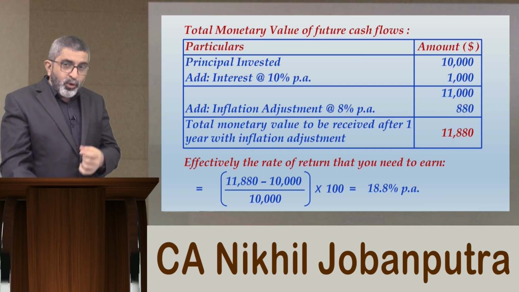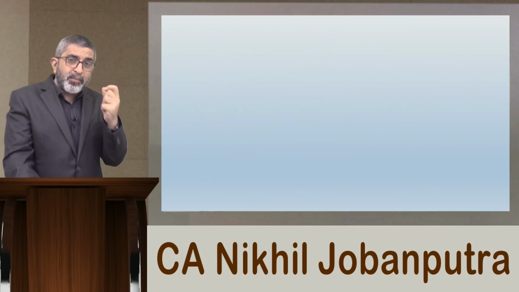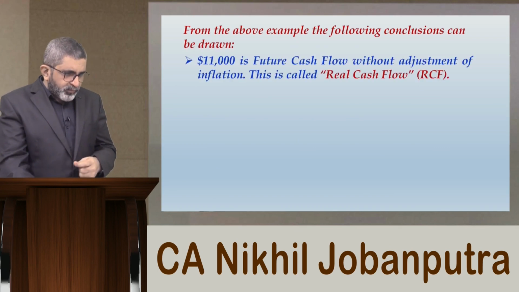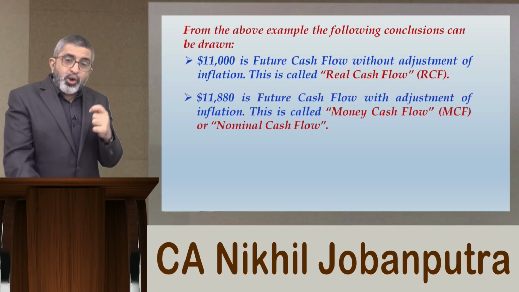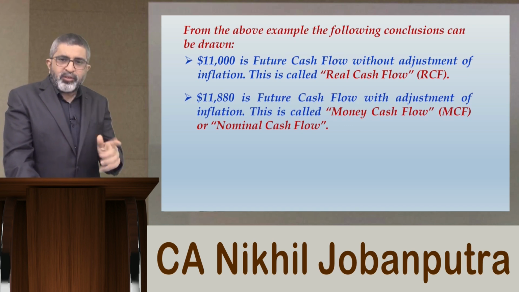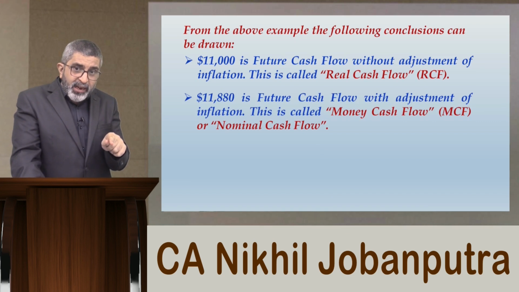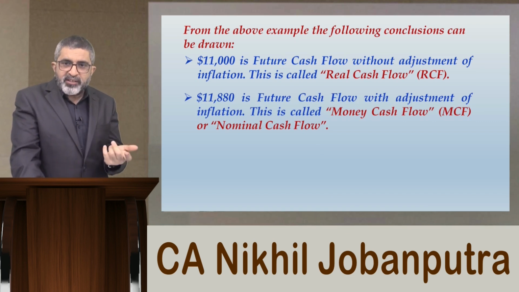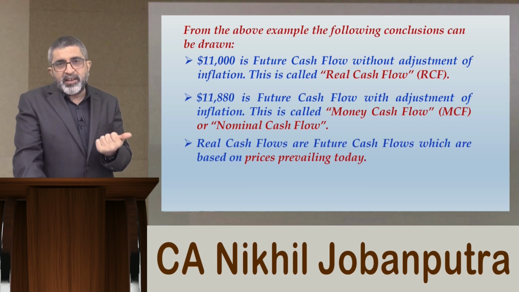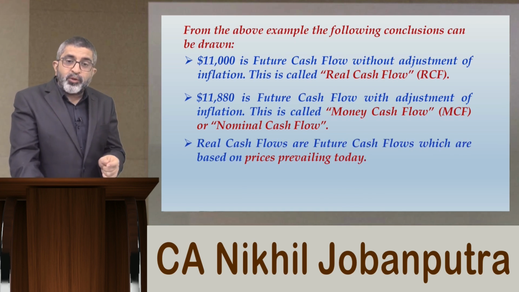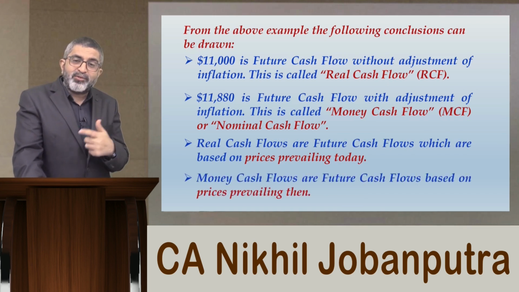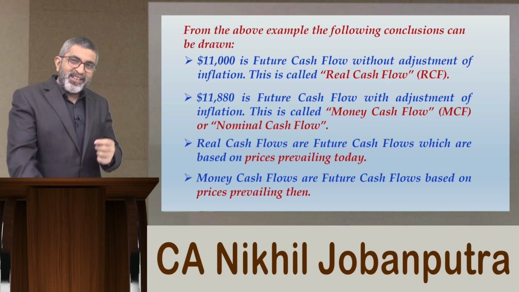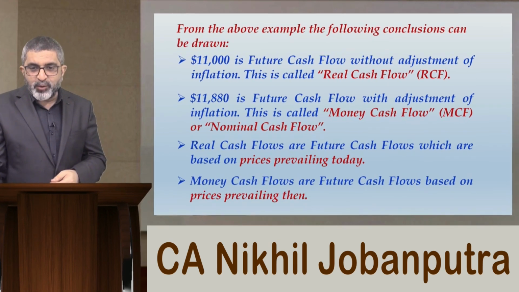So if I just give you the whole content in some important bullet points, I would say $11,000 is future cash flow without adjustment of inflation. This is called real cash flow. $11,880 is also the future cash flow, but with inflation adjustment. This is called money cash flow or nominal cash flow. Real cash flows are future cash flows which are based on the prices prevailing today, and money cash flows are future cash flows that are based on prices prevailing then. So please write up these pointers and then I take you ahead.